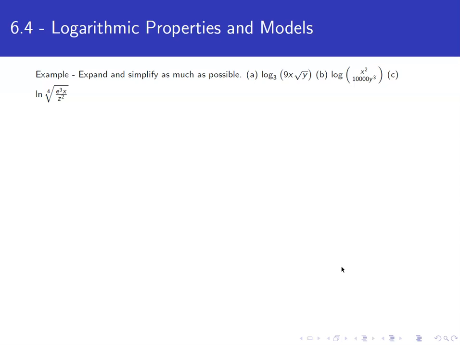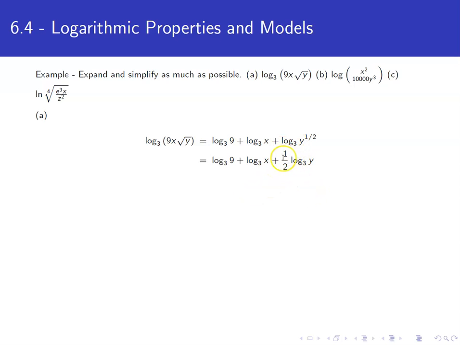All right, so let's see if we can use valid log properties and simplify some things. The first one is asking us to simplify log base 3 of 9x root y. Well, the inside is 9 times x times root y, so that's a product. We can break products up as sums, so we get log base 3 of 9 plus log base 3 of x plus log base 3 of y to the 1/2, rewriting this as an equivalent exponent.